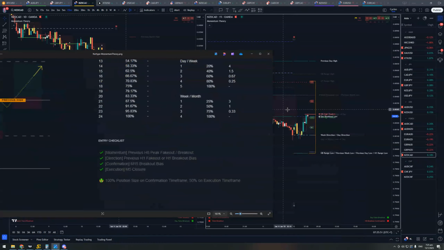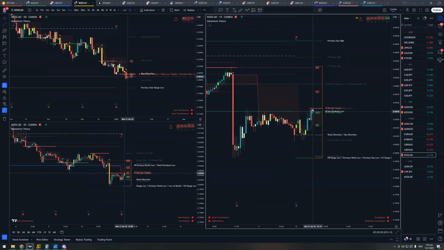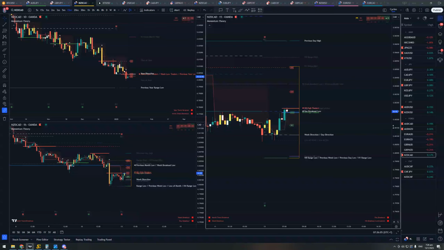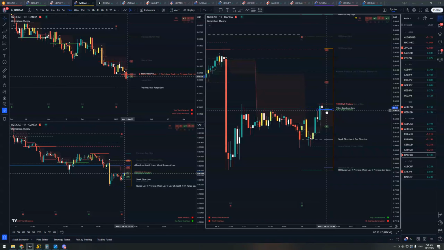We got the fake out of the H8 high, and I need 2 time frame alignment. I'm looking for the M15 to be on my side. Here's the last M15 breakout level. I need price to get below that breakout level. Breakout levels tell me the overall bias of this time frame. So the M15 is still bullish as long as we stay above this. What I want to see is a closure below this M15 breakout level, which flips the M15 bearish.